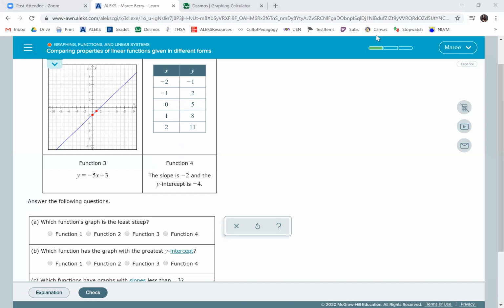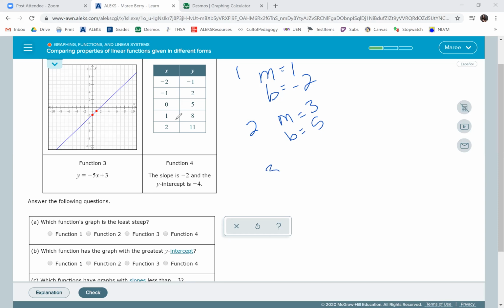Okay, so let's annotate. I don't like that purple. I'm going to do blue. Okay, so the first function, the slope is 1 and it's positive. The y-intercept is -2. And then the second one, the slope is, let's see, it goes up 3 divided by 1. So it's just 3. And the y-intercept is 5 because that's where x is 0.